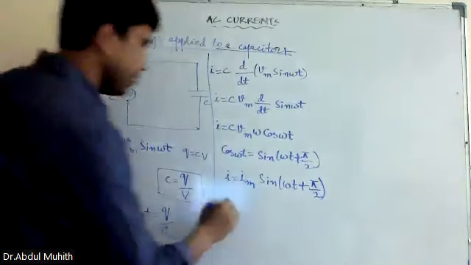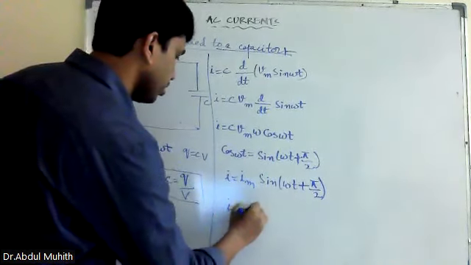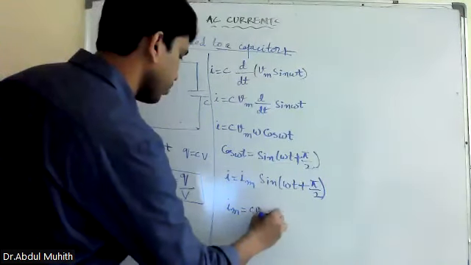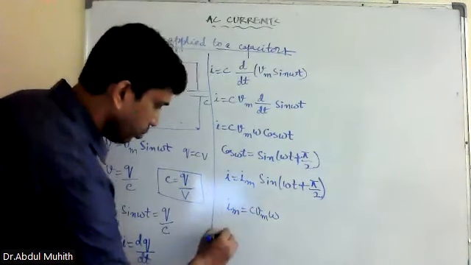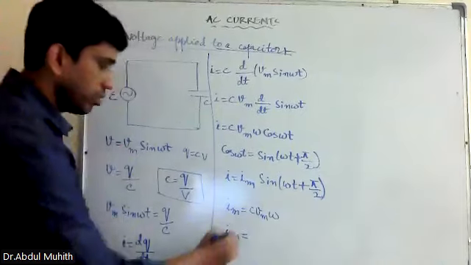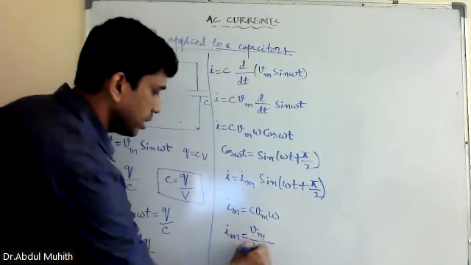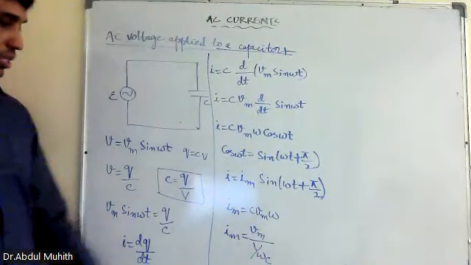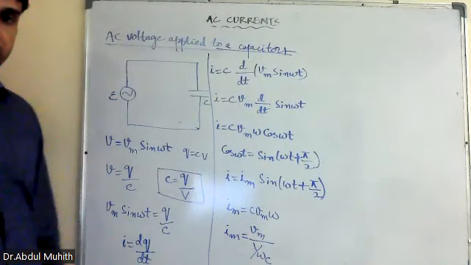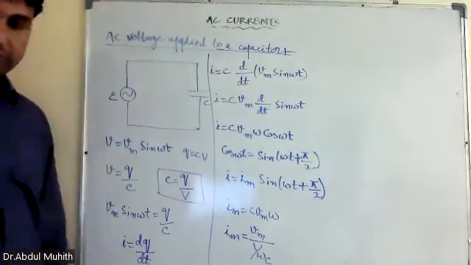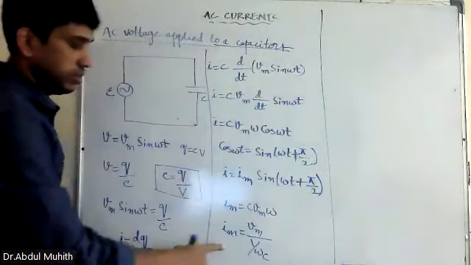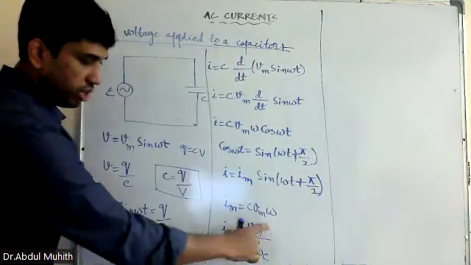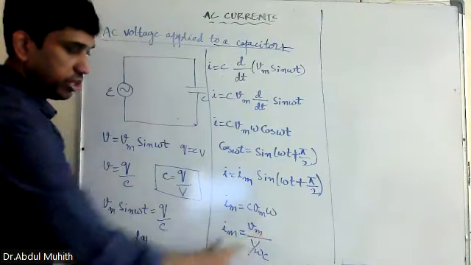Okay, so now what is Im? Im is equal to C into Vm into omega. Now Im can also be written as Vm by 1 by omega c. Can I write like this? Im is equal to Vm by 1 by omega c. Yes or no? When I simplify, this omega c will go back to the numerator.